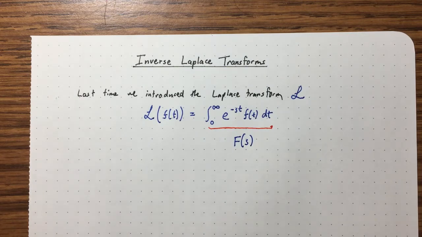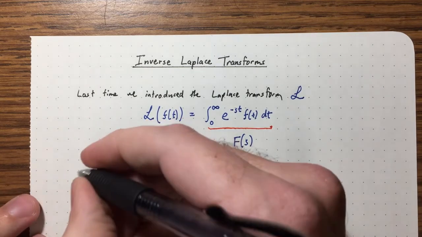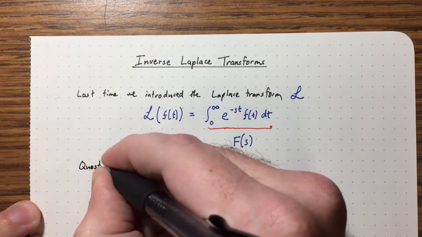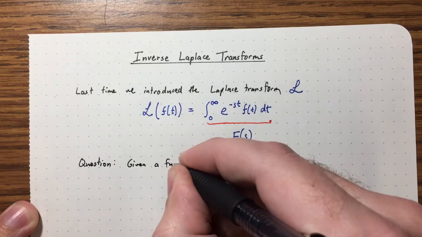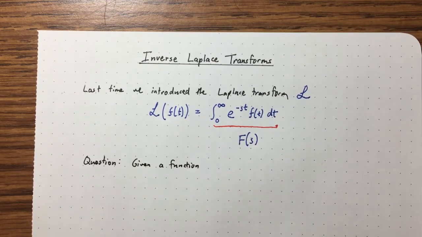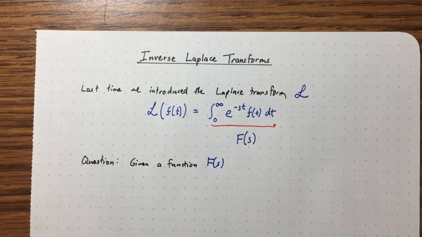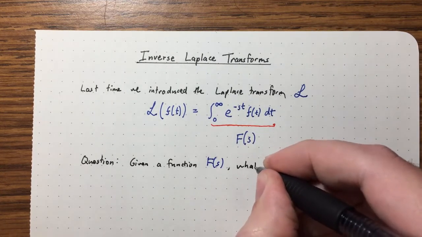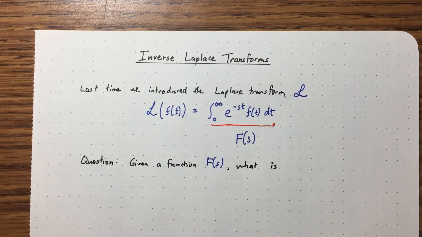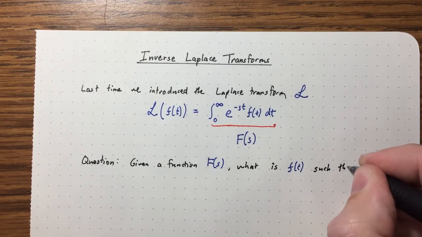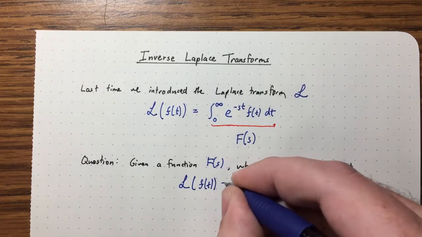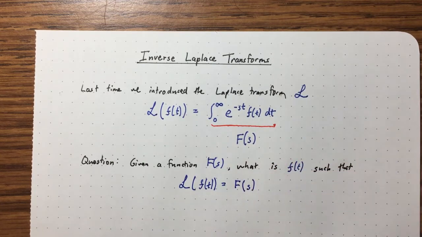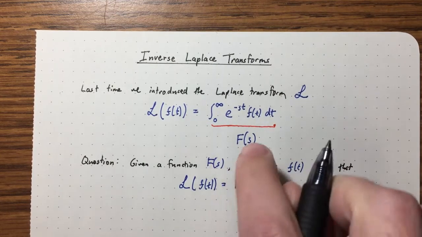And so the main question today is: given a function capital F of s, what is the function little f of t such that the Laplace transform of f of t is our given function, F of s? So we want to sort of work this backwards.